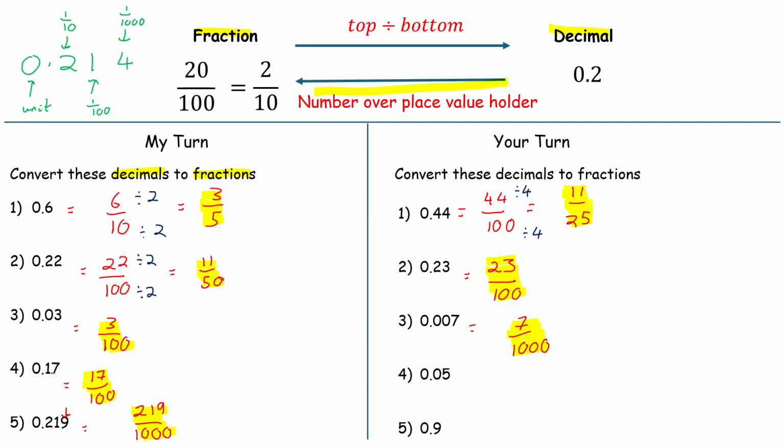Good. Last one of the second task, we've got 0.05. Your number here is going to be 5. So 5 over the place value holder. That 5 is in the hundreds column, so over 100. So 5 over 100. And because 5 is prime, you can't simplify that fraction any further. So you just keep it as 5. Oh no, sorry.